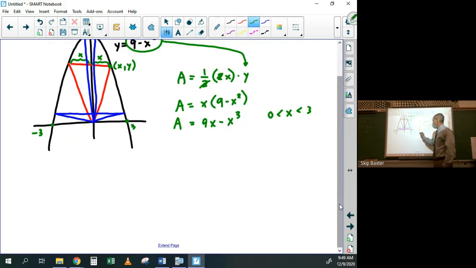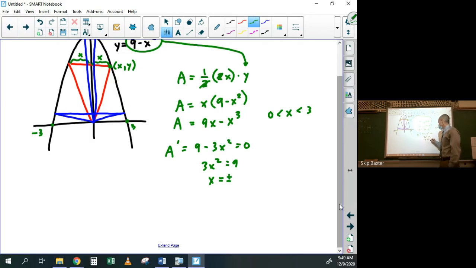All right, so then the first derivative test would be the easiest, most direct way to do this. A prime would be 9 minus 3x squared. Set it equal to 0. 3x squared equals 9, so x equals plus or minus radical 3. Now, in the context of this problem, it has to be positive radical 3, right? So then you do a little first derivative test to make sure that that corresponds to a maximum.